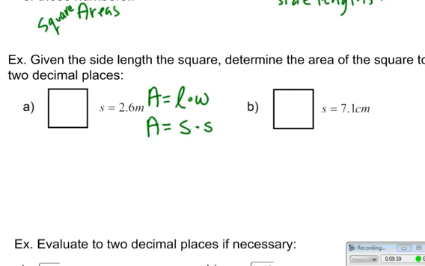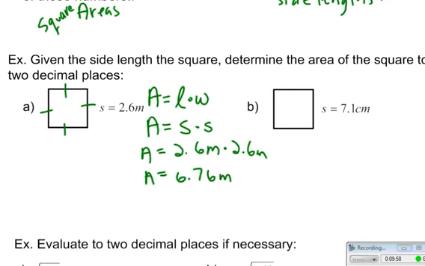So we know that one side length is 2.6. That means all the other side lengths are 2.6 because it's a square. So area is 2.6 meters times 2.6 meters. So we get an area of 6.76 meters squared. Please make sure you have your units. Please make sure you have the proper units, so squared. That is all the work that I'm looking to see on these type of questions.